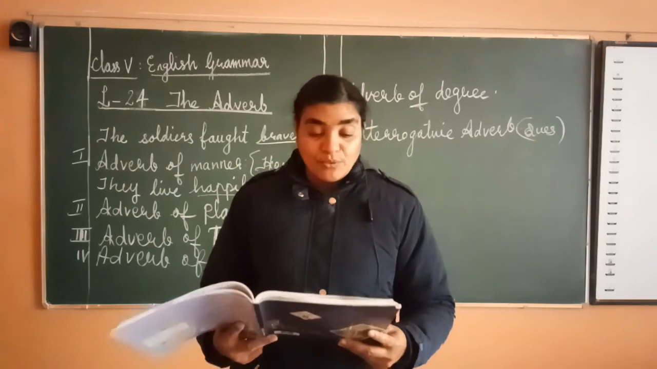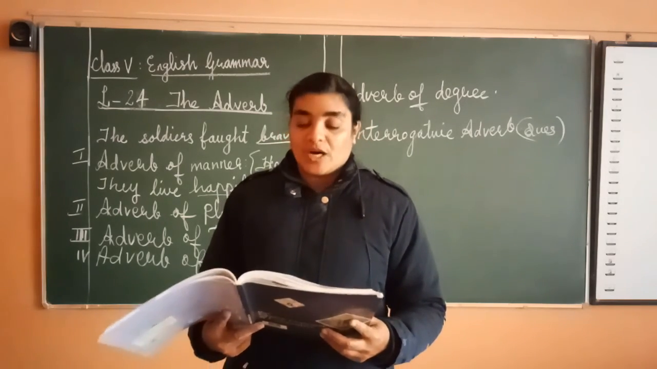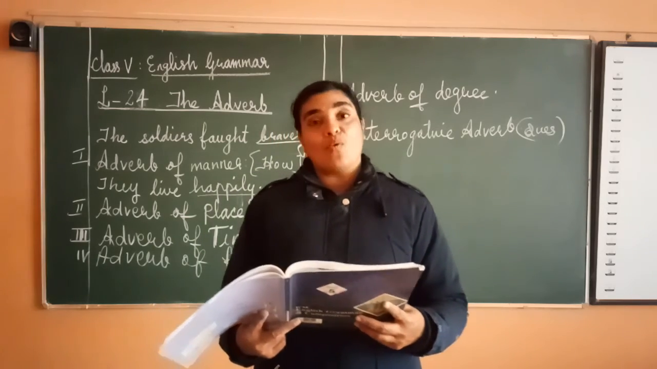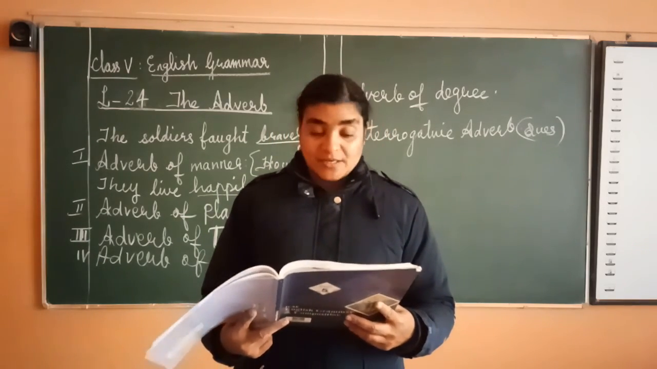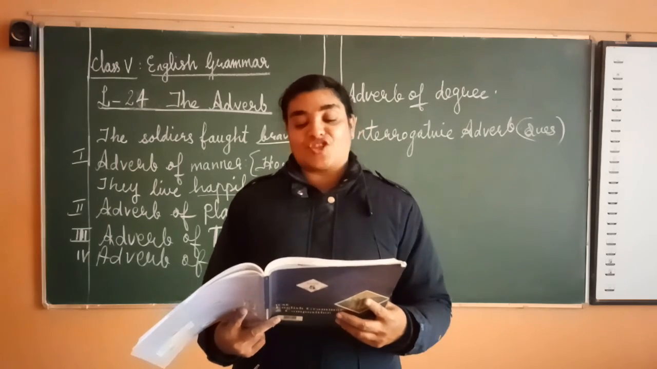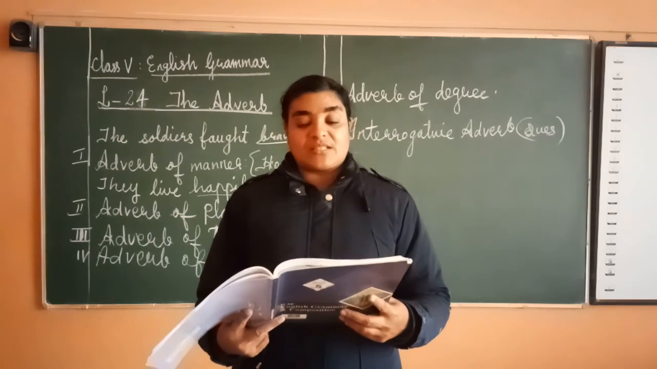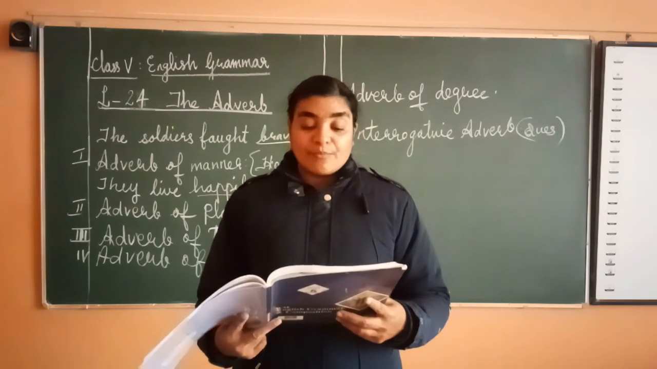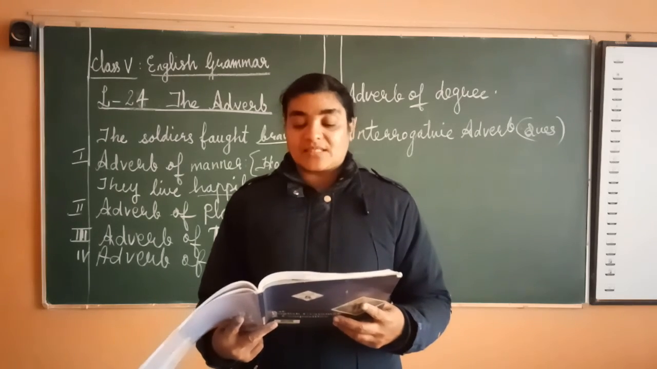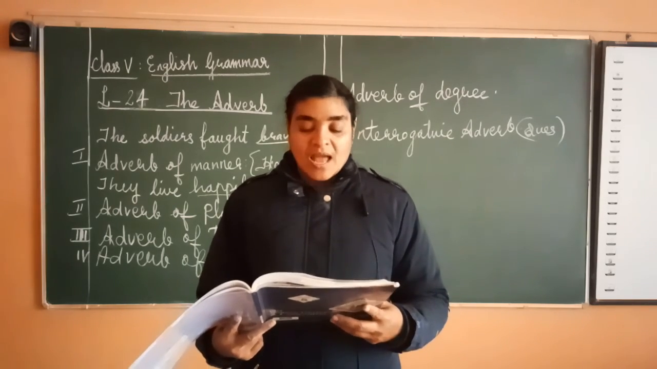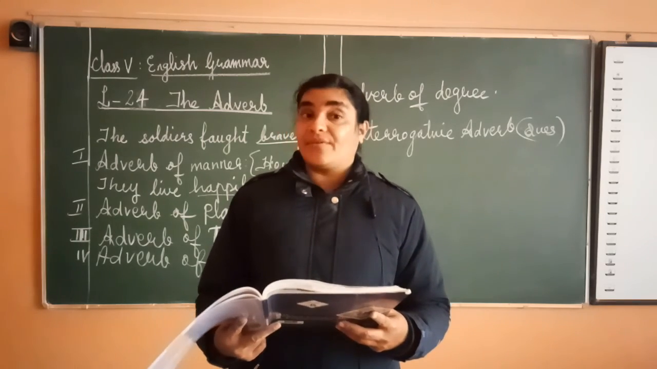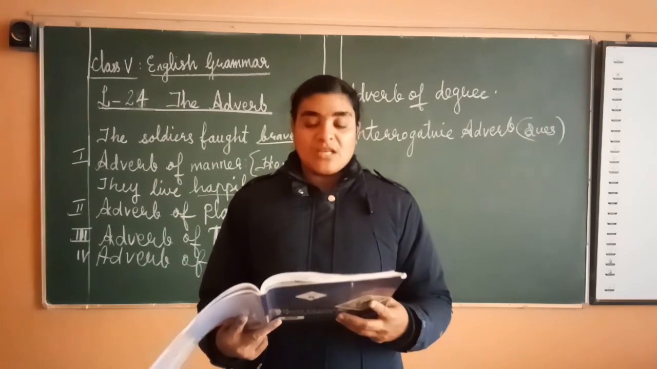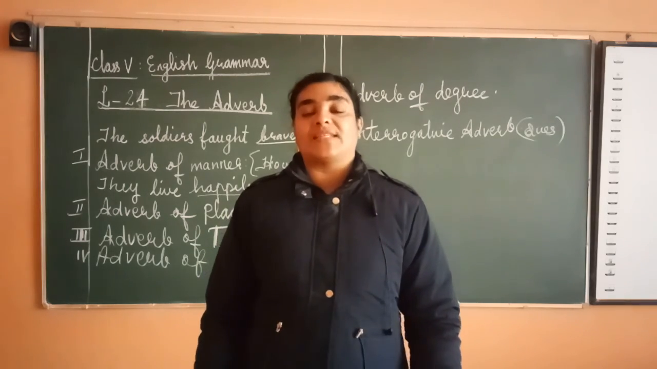So once again, a review. A word that modifies the meaning of a verb, an adjective or another adverb is known as an adverb. An adverb which shows how an action takes place is an adverb of manner. An adverb which shows the time of an action is an adverb of time. Where an action has taken place is an adverb of place. Which shows how often an action takes place is an adverb of frequency. To what extent or degree an action takes place is an adverb of degree. And an adverb which asks a question is an interrogative adverb.